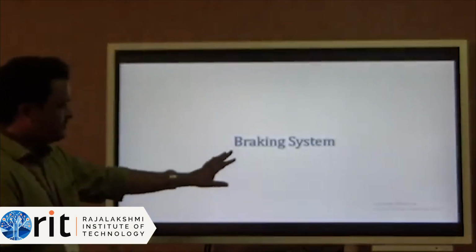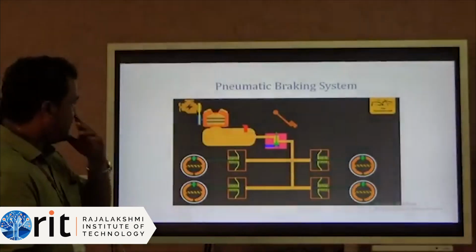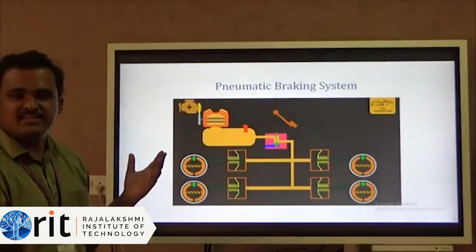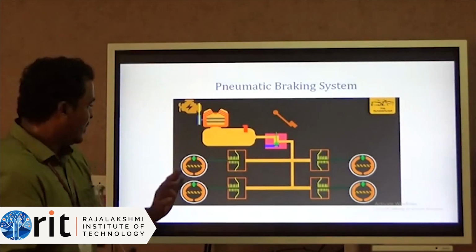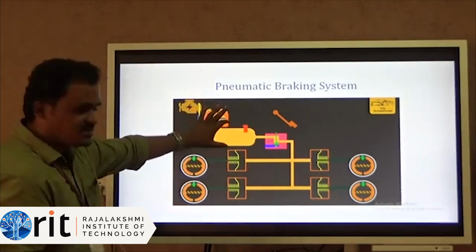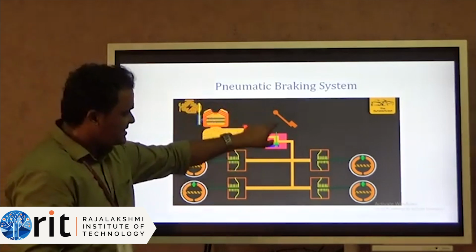So the next one, the braking system. The first one is the pneumatic braking system. Pneumatic is nothing but an air input. I am going to give air as an input for the braking unit. So here I need a compressor system. This is the control valve. This is the brake pedal.